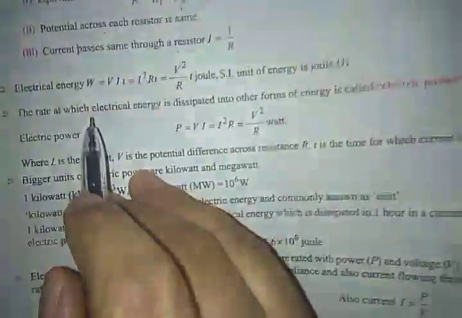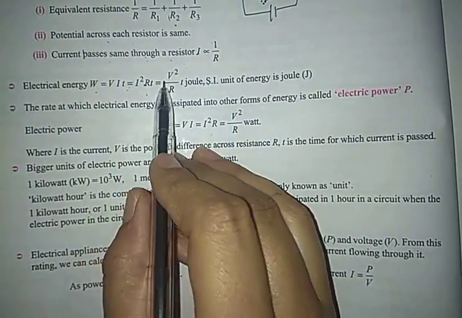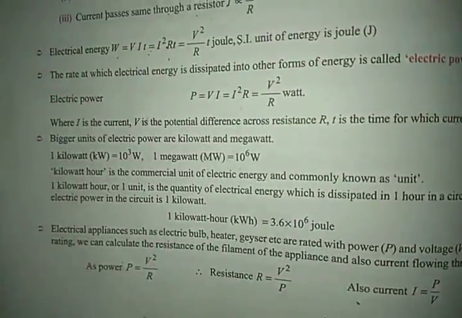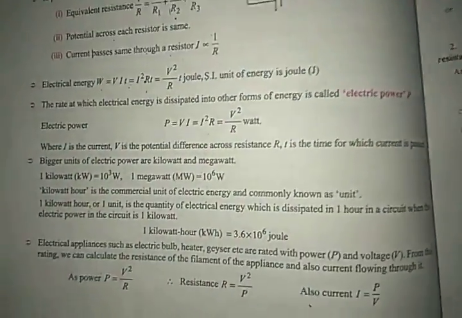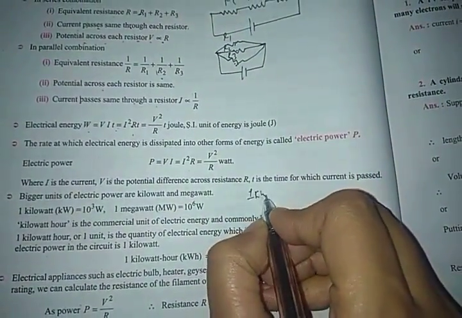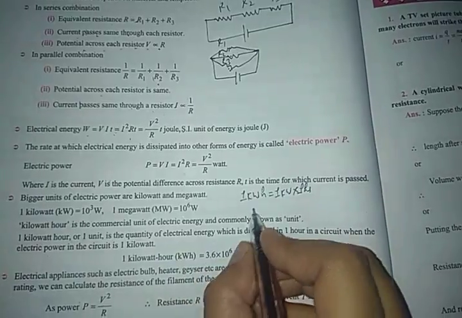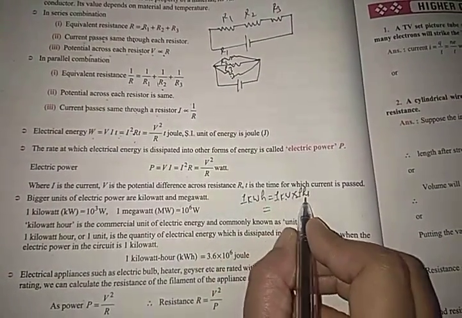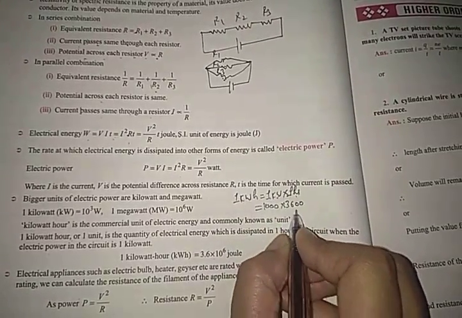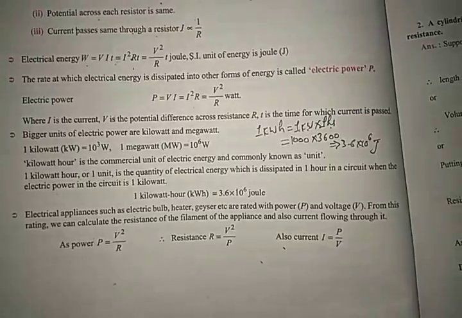Next, electrical energy, that is work done: VIt, I squared Rt or V squared by R t. The rate at which electrical energy is dissipated we call power, and its unit is watt. We have derived it in kilowatt hour also; I taught you in class 9th regarding this. 1 kilowatt hour can be written as 1 kilowatt into 1 hour. 1 kilowatt equals 1000 watt, 1 hour equals 3600 seconds. You will get 3.6 × 10^6 joules. SI unit of energy is joule.